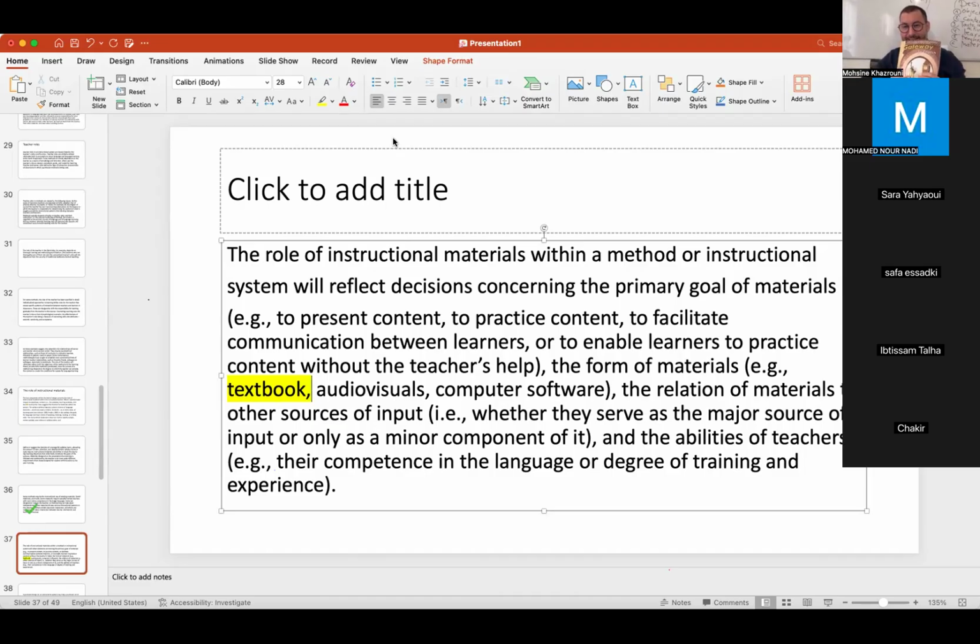So they can help them to simplify courses or exercises that might seem very difficult for students. For example, some students can understand from the textbook, but others can only understand through the teacher.